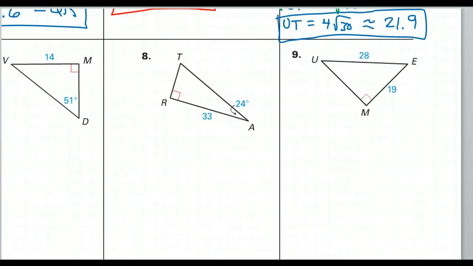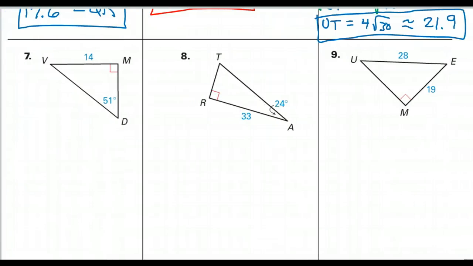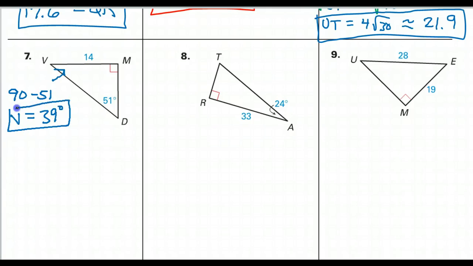Let's keep going. Number 7. Okay, what shall we find first? We need to find angle V. Might as well get that out of the way. Finding angle V is just going to be a matter of doing 90 minus 51. Okay, so that's just going to be 39 degrees. Okay. Let's go ahead and find MD next.